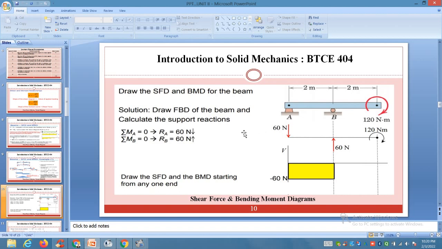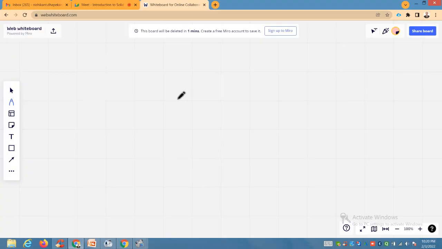In this lecture, we are going to discuss this overhanging beam. This is the overhanging portion BC, and no vertical loads are acting on this beam. Only one moment of 120 Newton meter is acting. So we have to plot the shear force diagram for such types of beams. So let us start today.